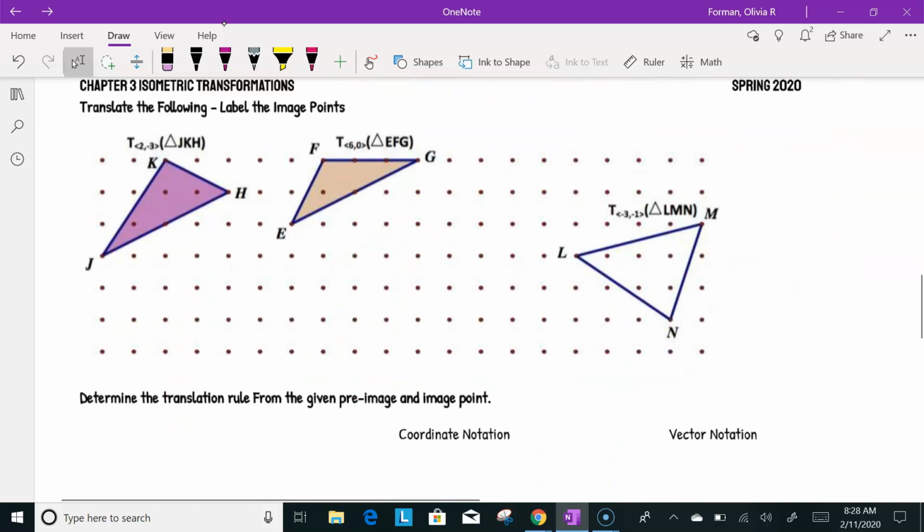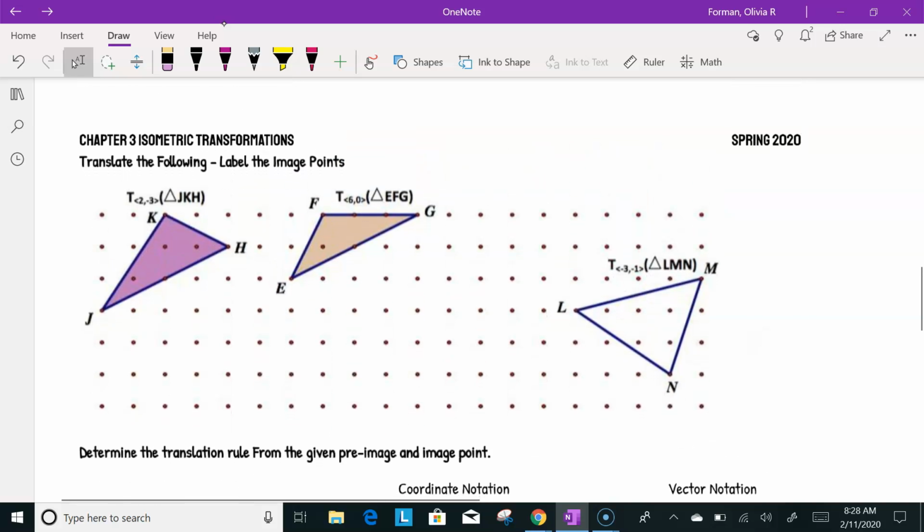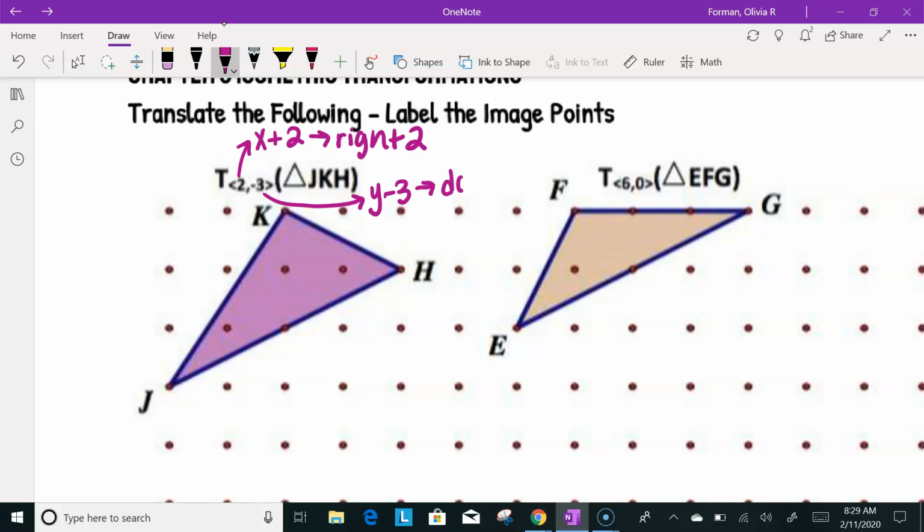Okay. If you turn to page 7, here's where we're just going to go through a few more things. So the first ones are actually performing translations. And so the first one, it gives us a translation. It says the vector is 2, -3. That 2, remember, means x plus 2, which means we're going to be going right 2. This -3 is saying y minus 3. It means that we're going down 3.